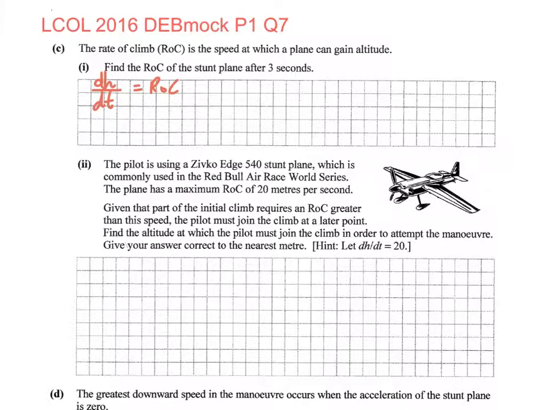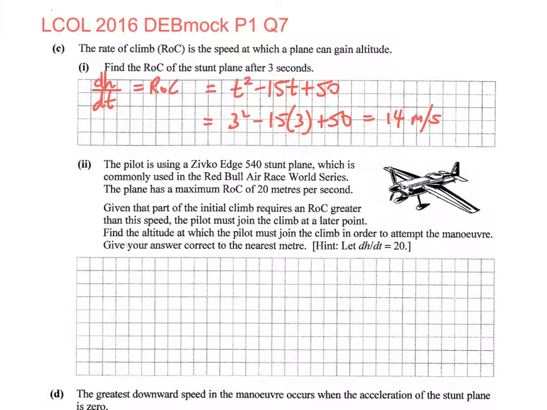If you remember from the previous page, we had a formula of t squared minus 15t plus 50, and we want this for when t is 3. So 3 squared minus 15 lots of 3 plus 50, which gives me an answer of 14, and it's a rate of change, so it's speed: meters per second. 14 meters per second.